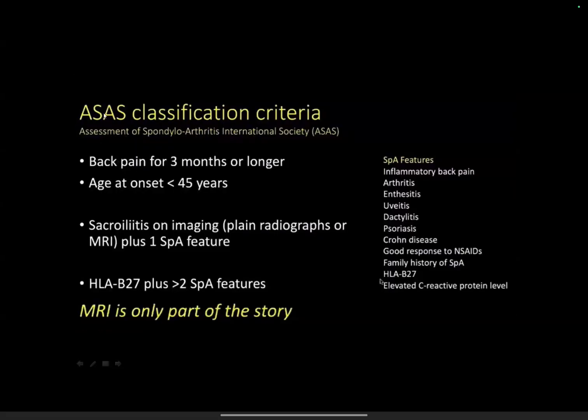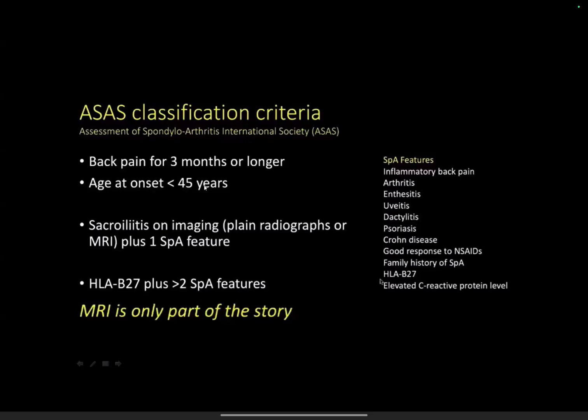So ASAS, the much mentioned Assessment of Spondyloarthritis International Society. So what does this mention? This also takes into picture the MRI is only a part of the story. Still remember, this is a radiologic webinar, but we have to remember that for this disease, just radiologic presence doesn't make it ankylosing spondylitis or axial spondyloarthropathy. We need to have HLA-B27 presence. We need to have sacroiliitis on plain radiograph preferably. If not, then on MRI with the SPA feature. These are the SPA features that we'll be discussing.